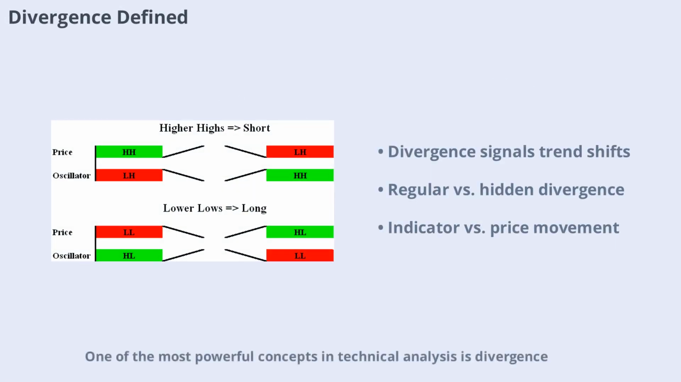One of the most powerful concepts in technical analysis is divergence. Divergence occurs when the price of a security moves in the opposite direction of an indicator, such as an oscillator. This can signal potential trend reversals or confirmations. Understanding divergence helps traders anticipate market shifts before they happen.